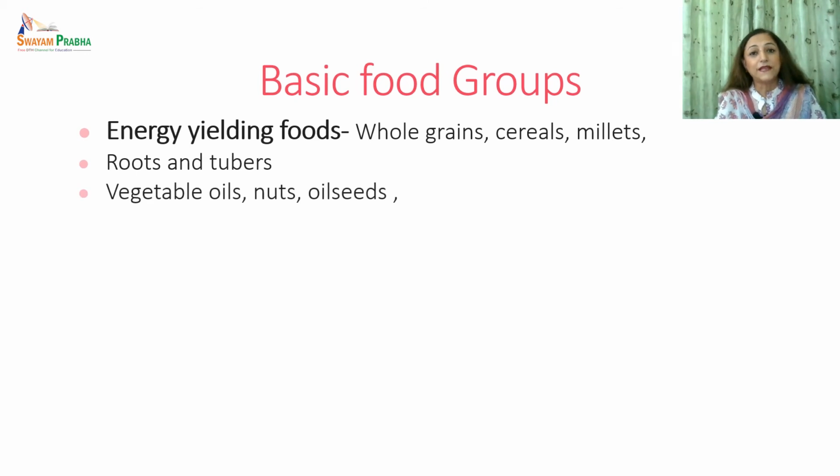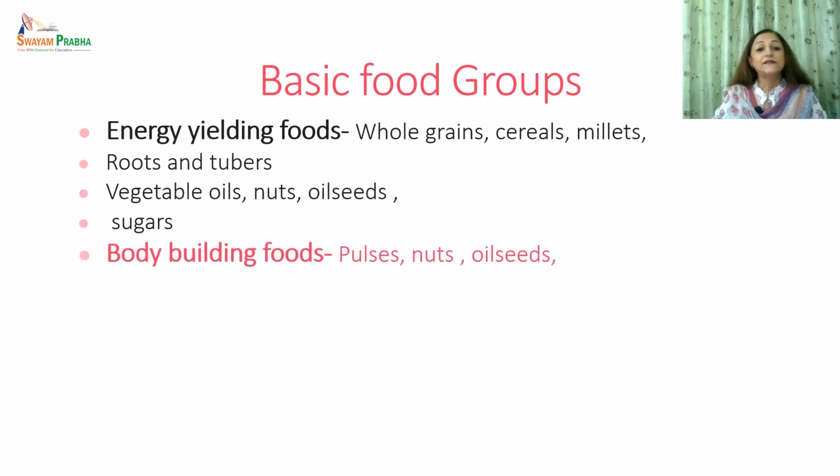Similarly, we get energy from vegetable oils, nuts, and oil seeds. Along with that, sugars and jaggery also provide us energy. So these are the major sources of energy yielding foods, and it is important that we include at least one food from this category. Now let us talk about the second type of basic food group.